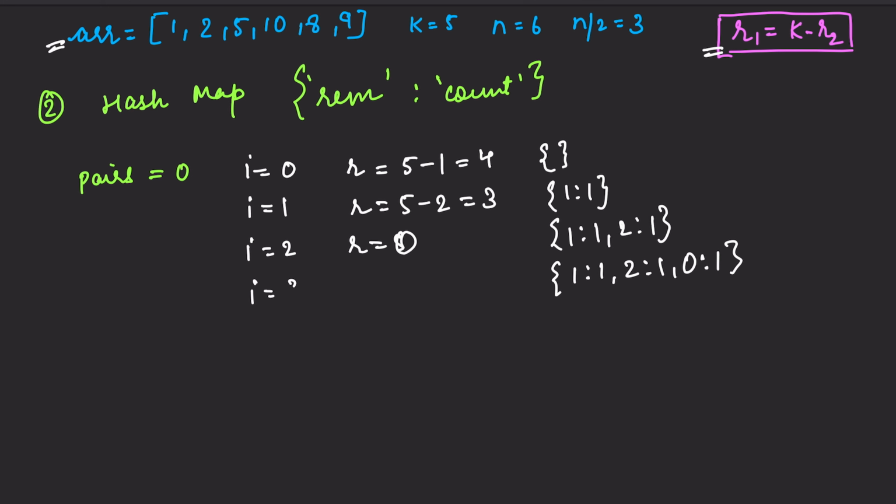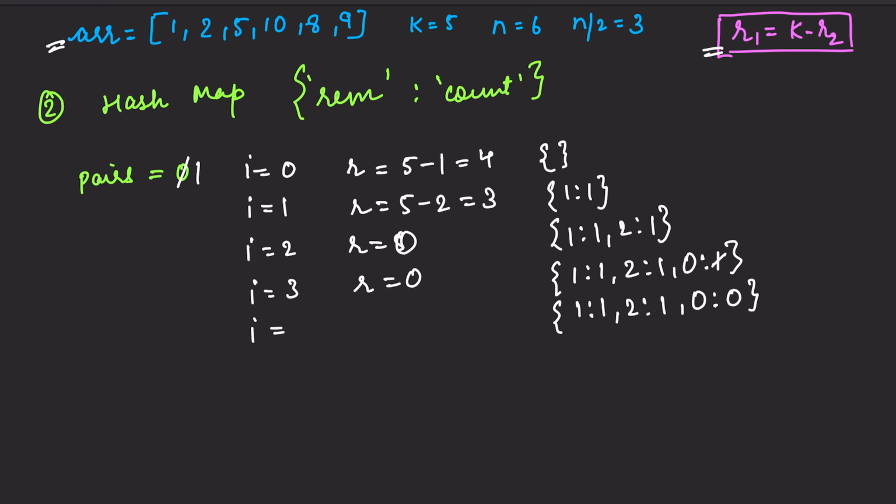Now we go to I equals 3. Again, the value is 0. Now we look for zeros. Do we have any zeros present? Yes. So now we decrease the count by 1 and we increase the pair count by 1. So now the hash map will look like 1, 2, 1 and 0, 0.